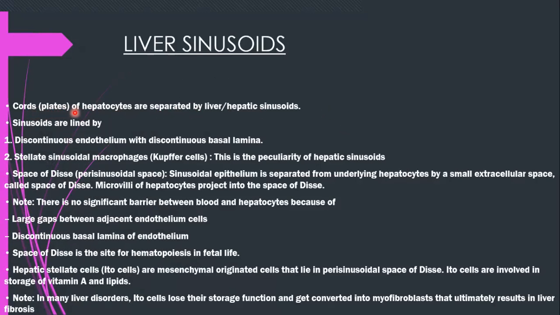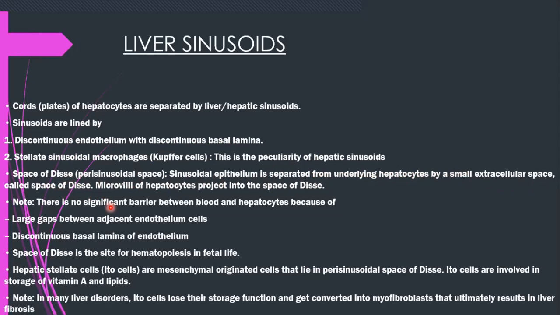Now, the cords of hepatocytes are separated by the hepatic sinusoids, which are lined by discontinuous endothelium, which has a discontinuous basal lamina, and also they are lined by the stellate sinusoidal macrophages, the Kupffer cells. Now we have what is known as the perisinusoidal space of Disse. Now, the sinusoidal endothelium is separated from the underlying hepatocytes by just a small extracellular space called the space of Disse, into which the microvilli of hepatocytes project.